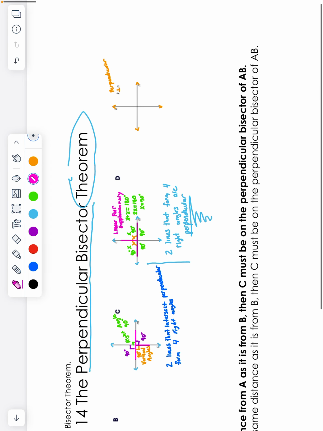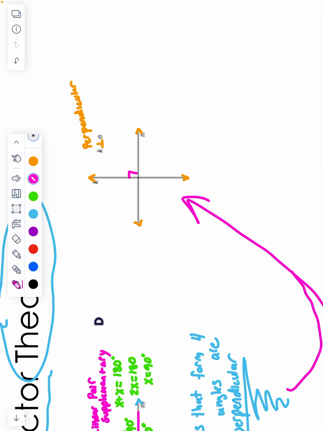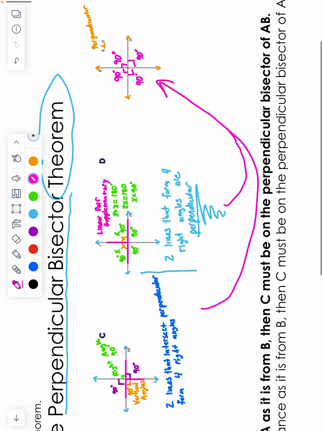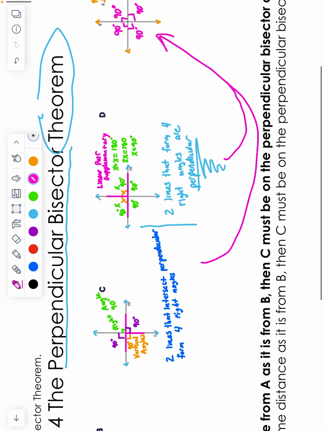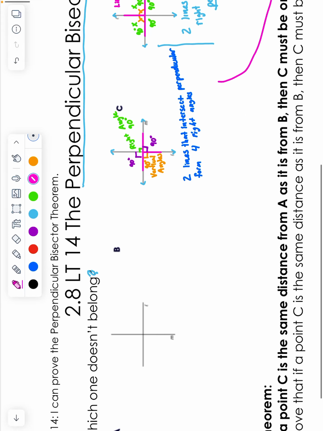All right, so based off these two facts I wrote here, these are two lines intersecting. They're perpendicular, right angle, right angle, right angle, right angle, 90 degrees, 90 degrees, 90 degrees, 90 degrees. Boom. Notice that we just got right angles and 90 degrees all over the place. Cool, and this one, and this one, and this one, this one.